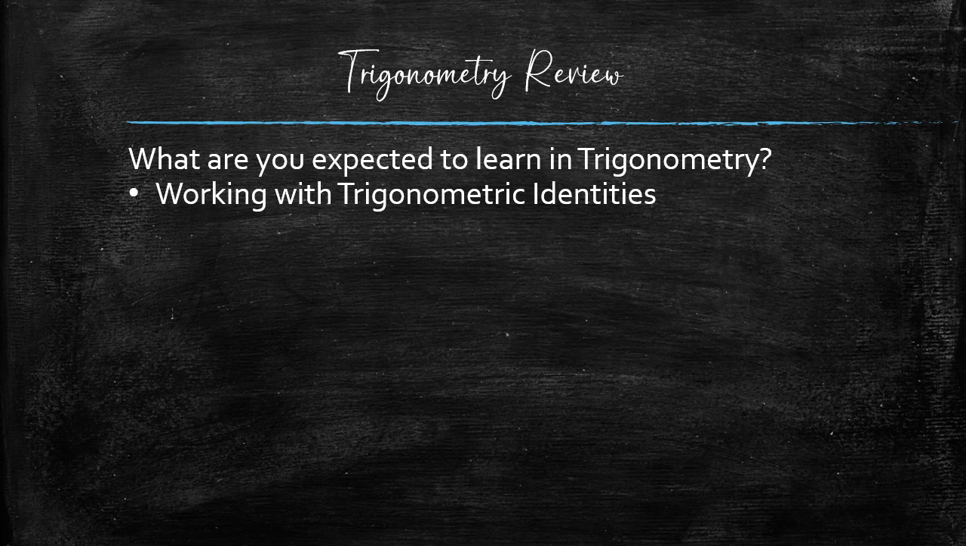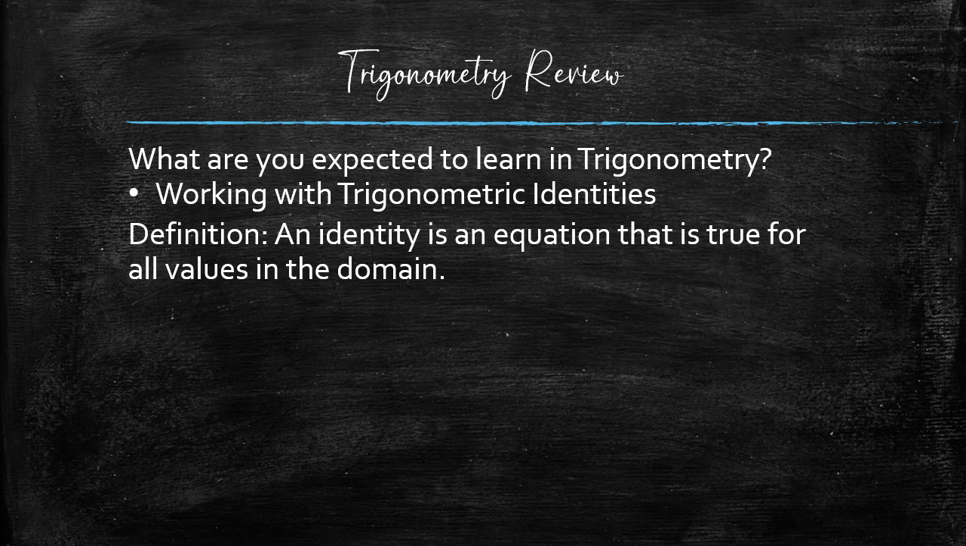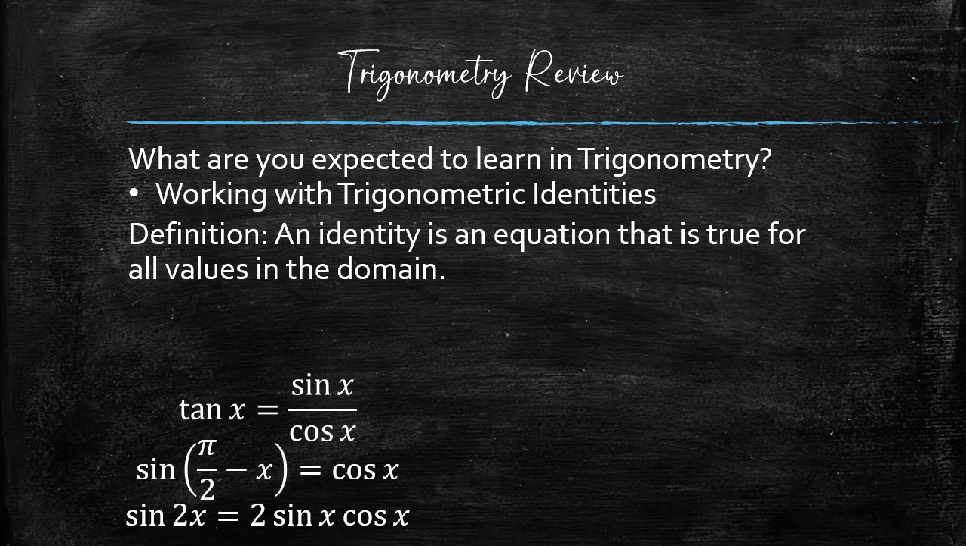identities. Let's briefly discuss what they are and what there is to do with them. An identity is an equation that is always true. A trigonometric identity is an equation that involves a trigonometric function. Here's an example of a few basic trigonometric identities.